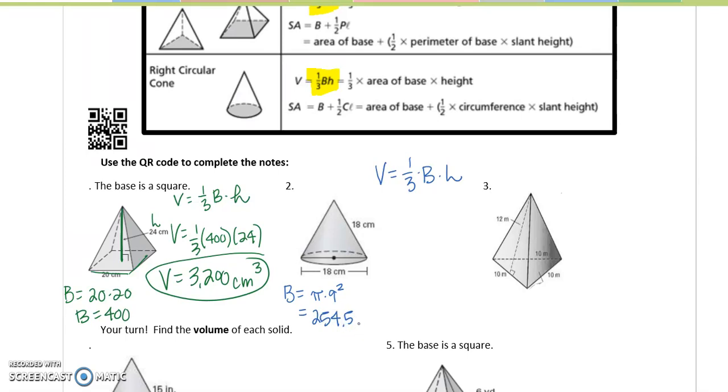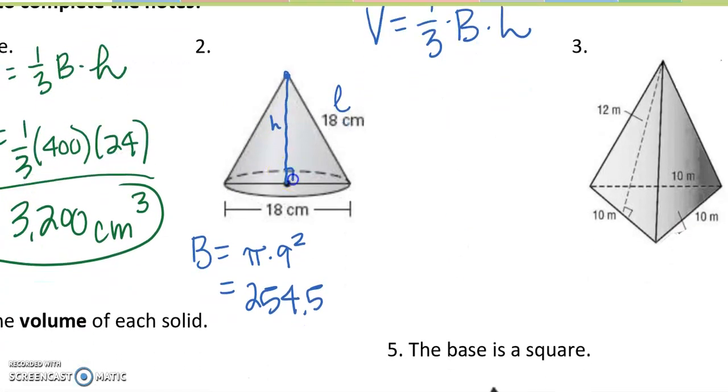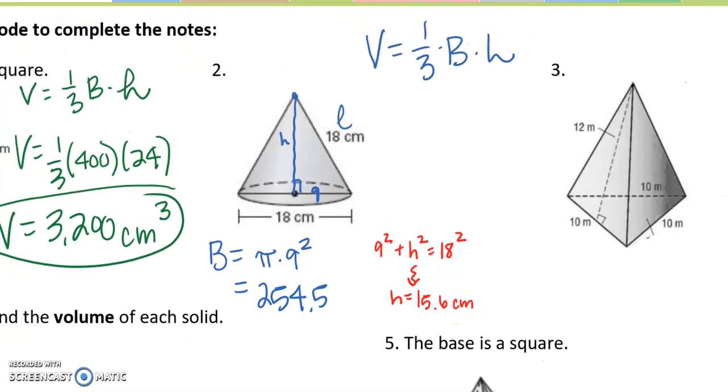Now the height here is not drawn in. We are given L, the slant height of 18. So we have to find our height, and I'm going to draw that in here. This is what we're looking for. Okay, now again, remember height and slant height always make a right triangle. We know the bottom of this is 9, half of 18, so we're going to use Pythagorean theorem and say that 9 squared plus h squared equals 18 squared. If I solve this guy, the height has to be approximately 15.6 centimeters.